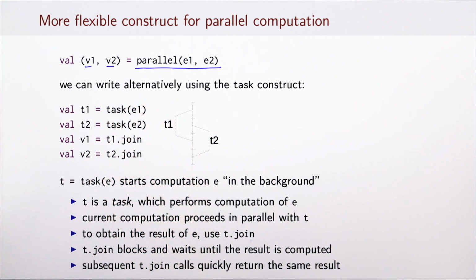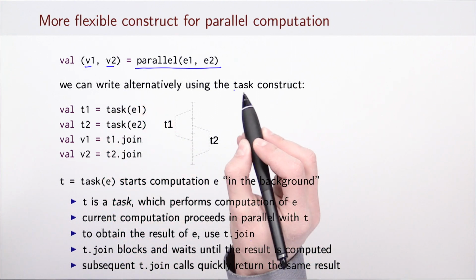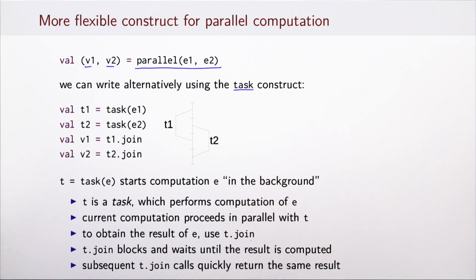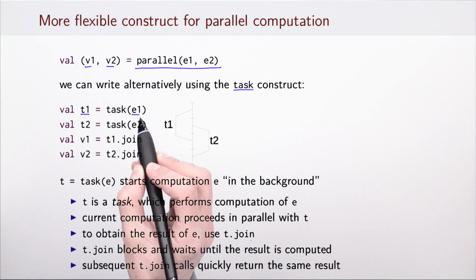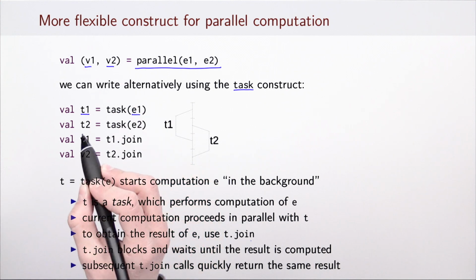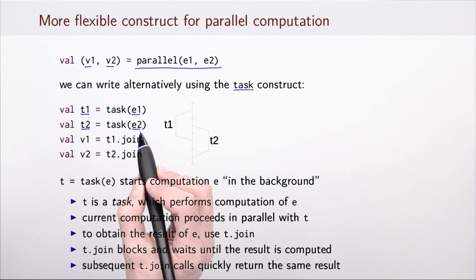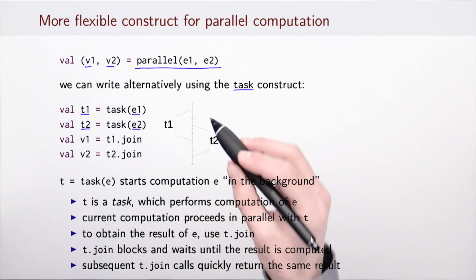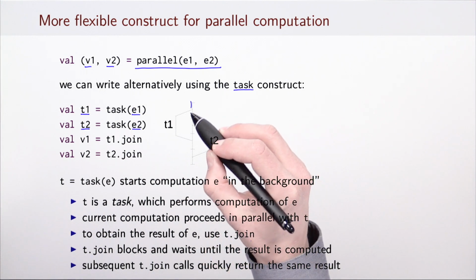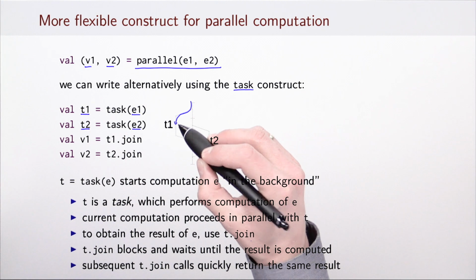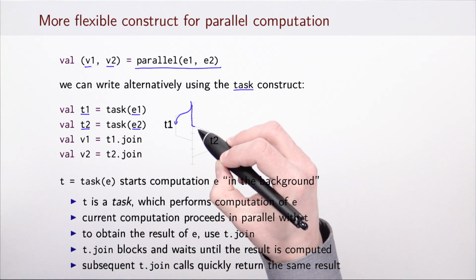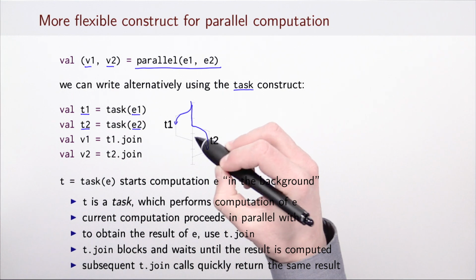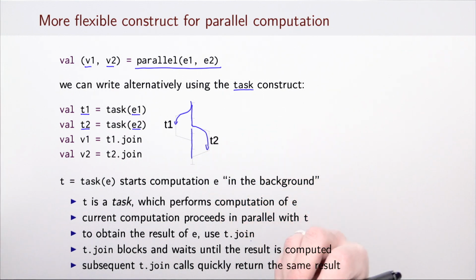Using a new construct, which we call task, we can describe the same computation in the following way. We create a task T1 that computes E1. Then we create task T2 that computes E2. And what this does is it spawns a computation of T1, and we continue. Then we spawn the computation of T2 and also continue.